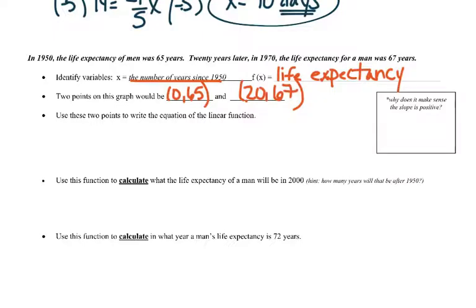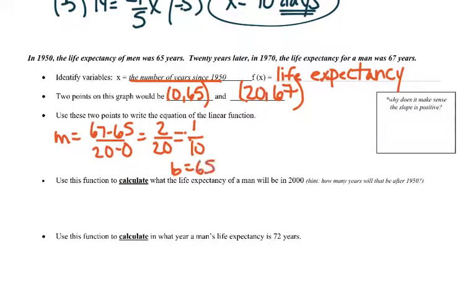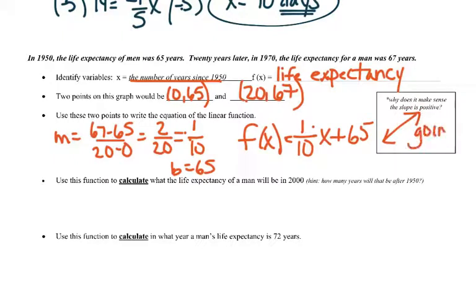If I write the equation of the line, I'm kind of happy because I know the b already. I don't even have to calculate it. I just need to calculate the m. So 2 over 20, or 1/10, is the m. And I already know that the b is 65, so f of x equals 1/10 x plus 65. Why does it make sense that the life expectancy slope is positive? Because you're right, the life expectancy is going up.